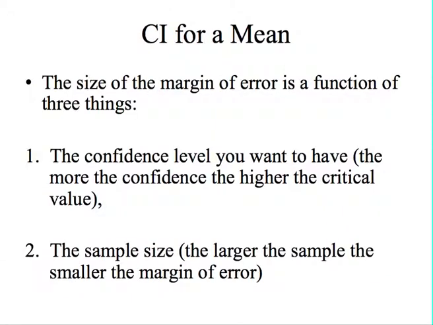So there are two things that you can do to have a smaller margin of error. One of those is reduce the confidence level you want, right? But you may not want to do that, right? If you really want to be accurate, you don't want to reduce this too much. The other one that you can have more control of is the sample size. The larger the sample size, the smaller the margin of error will be.